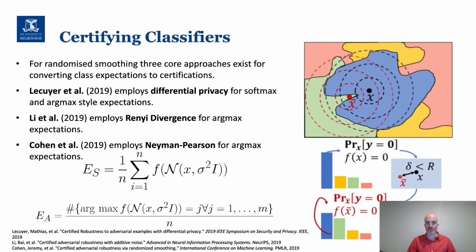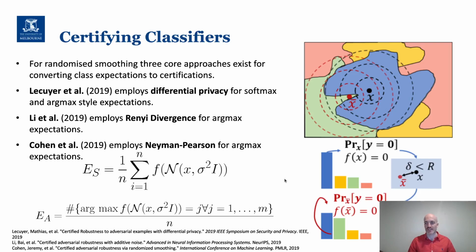Now, multiple mechanisms for randomized smoothing-based certifications exist, but the three most popular techniques are those of LaCoya, Lee, and Cullen. LaCoya employed differential privacy to first propose the idea of certified robustness, and their technique applies to both softmax and argmax style expectations. Softmax and argmax style expectations basically refer to how we treat the final layer of the model, and the formulas for these expectations, or how we approximate them at any rate, are shown down below here.